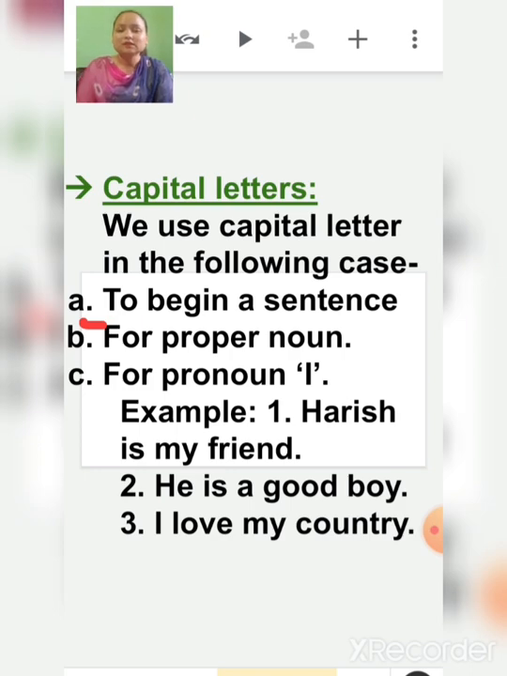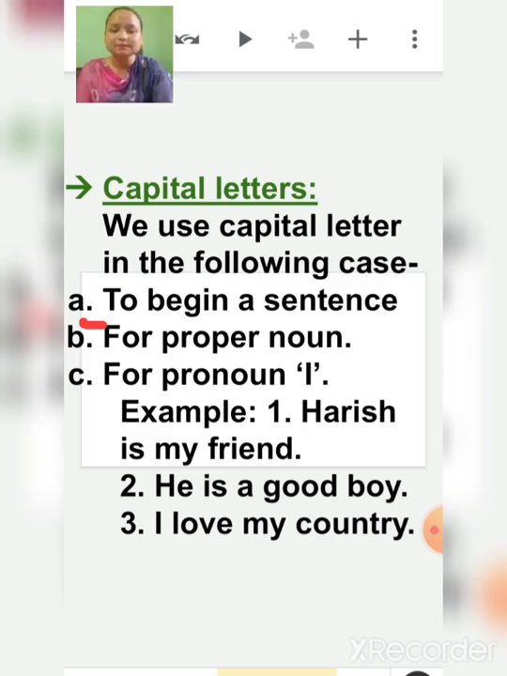So first, when you begin a sentence, you will start with a capital letter. Then for a proper noun, you will write with a capital letter, and for the pronoun I, you will write in a capital letter.